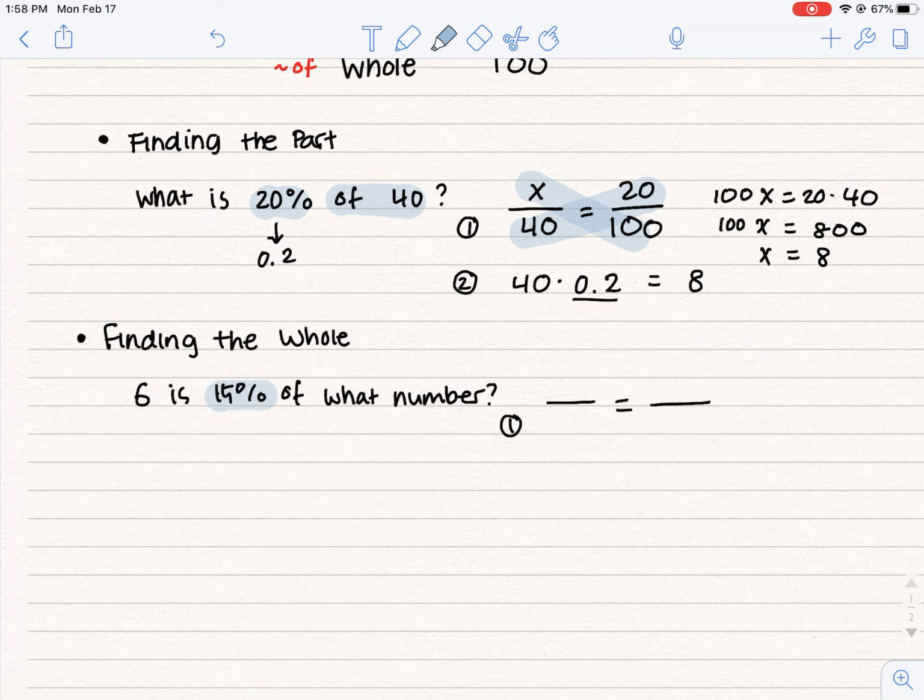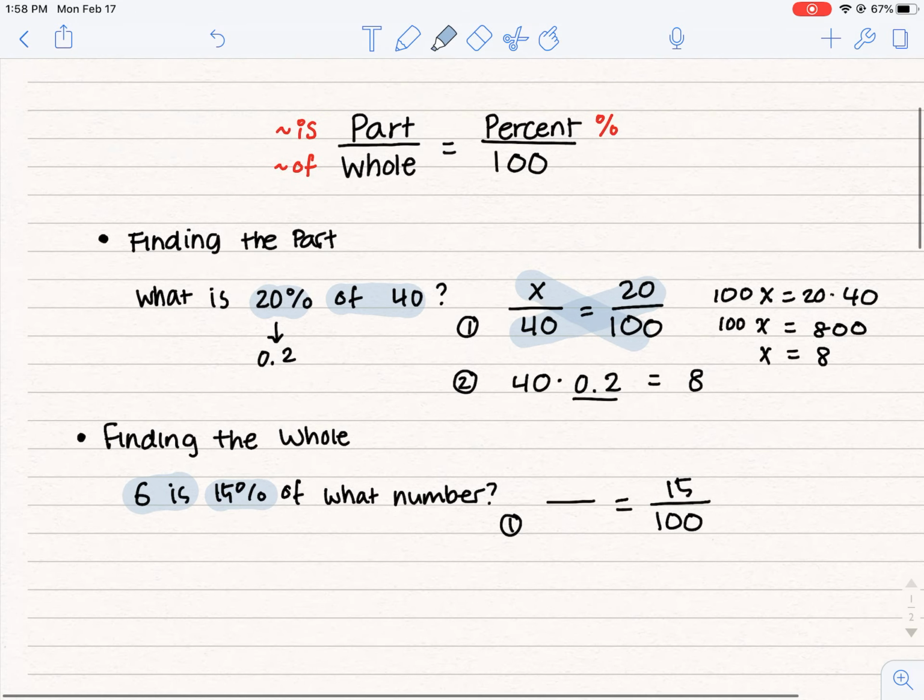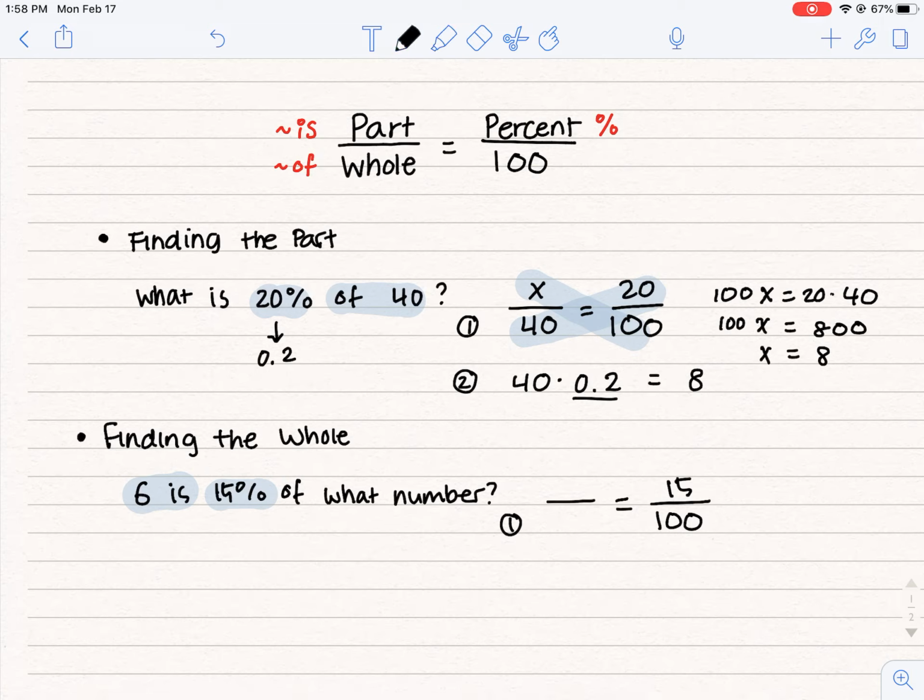So 15%, I already have it. So I'm going to put always over 100, 15. And then my other word clue is 6 is. Whenever I see is, it's going to be a part, so it has to go up on the top. 6. And then I'm just going to use x for the missing number. I need to find out the whole thing. I don't know what my number is, but it has to be on the top.